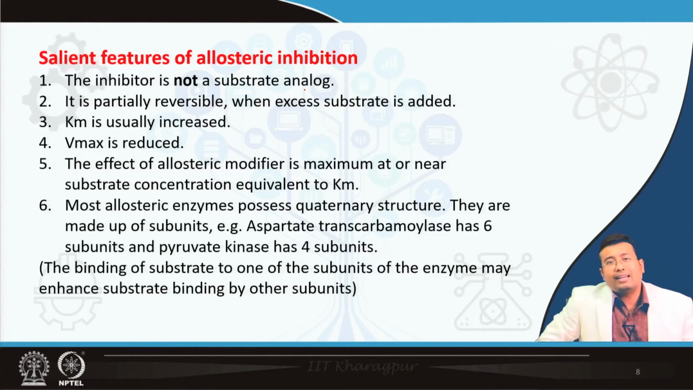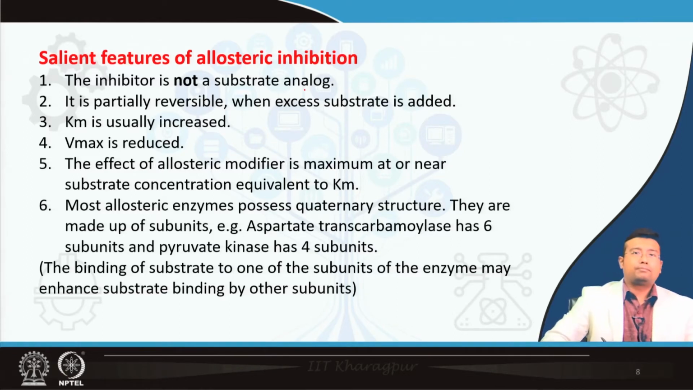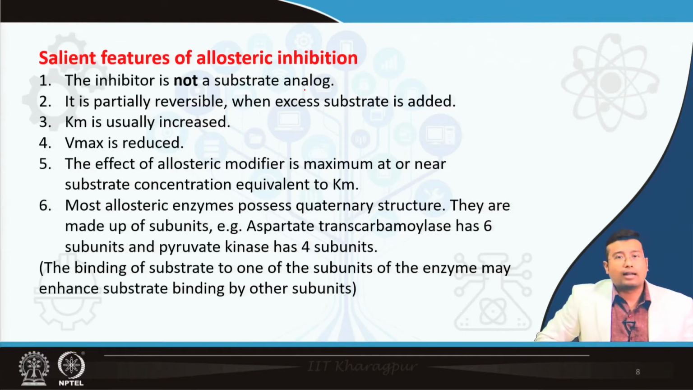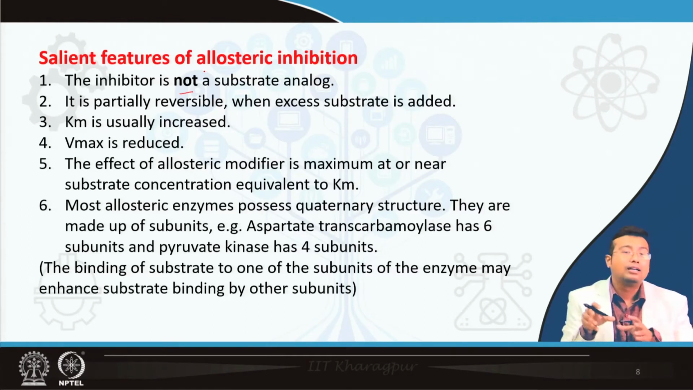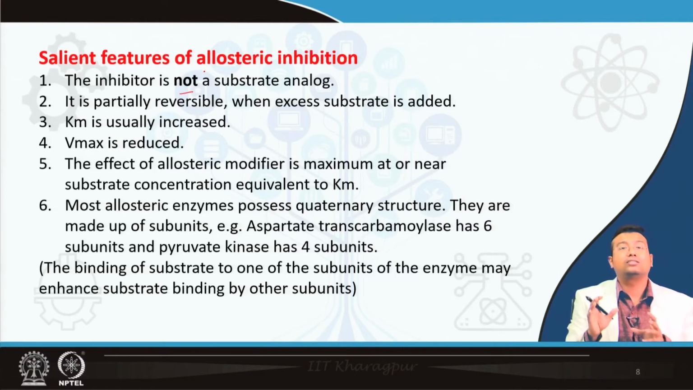So, some salient features regarding allosteric inhibition should be kept in mind. The inhibitor is not a substrate analog. This is very self explanatory, because the allosteric effector inhibitor binds at a site other than the active site. Had it been a substrate analog, it could have bound only to the active site. So, it does not look structurally the same as the substrate. This type of regulation, be it inhibition or positive regulation, can be reversed when excess substrate is added. Specifically, we are dealing with allosteric inhibition. So, allosteric inhibition can be partially reversed if excess substrate is added.